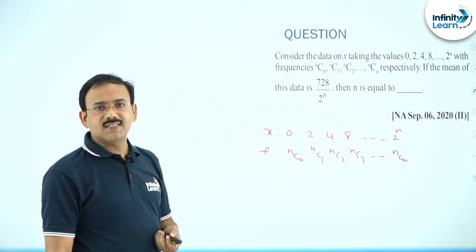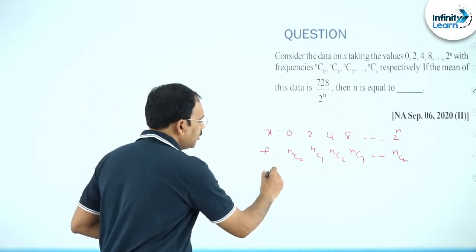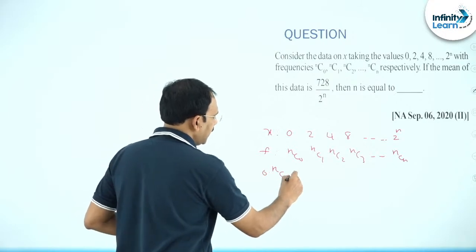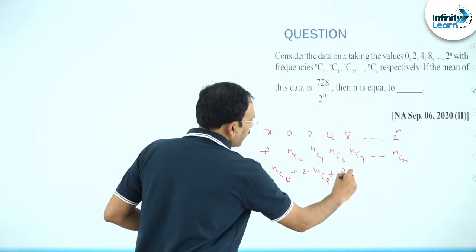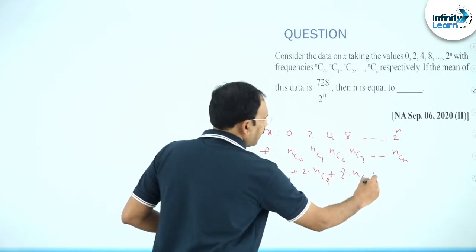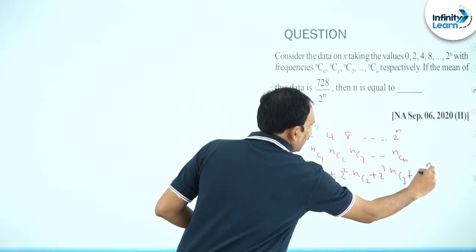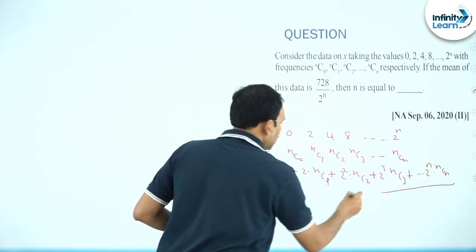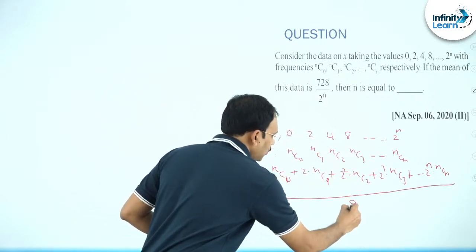Mean in the sense, dear friends, is sigma xi fi by sigma fi. That is 0 into nC0 plus 2 into nC1 plus 2 square into nC2 plus 2 cube into nC3 plus and so on, 2 power n into nCn, divided by sigma fi, which is 2 power n.